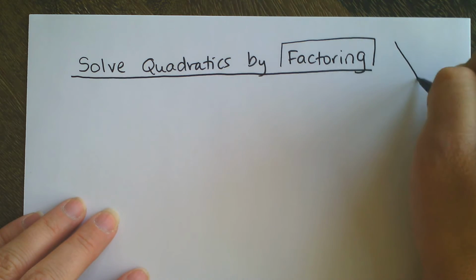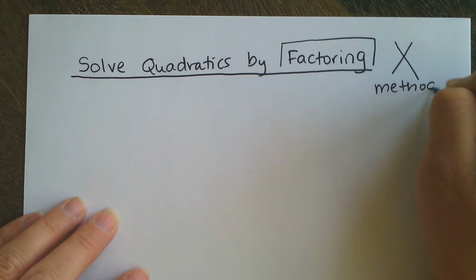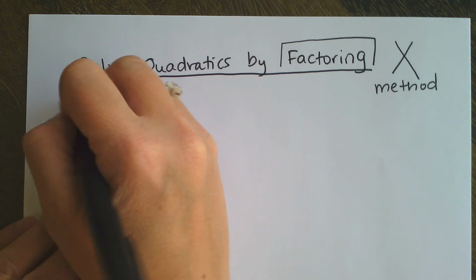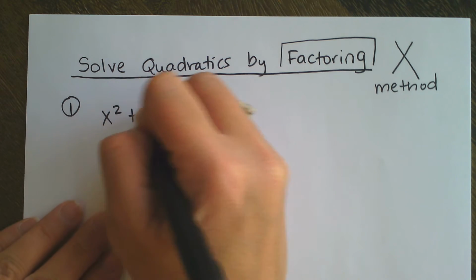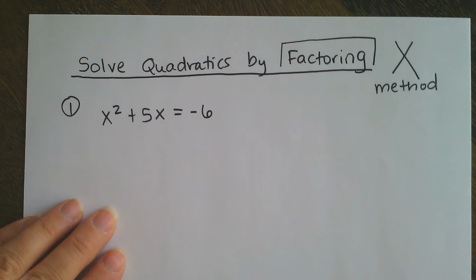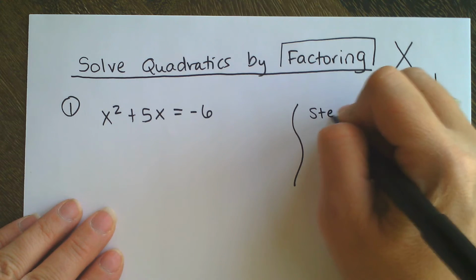Factoring. And we're going to use the X method to factor. Okay, so example number 1, x squared plus 5x equals negative 6. So I'm going to write your steps out here to the side.